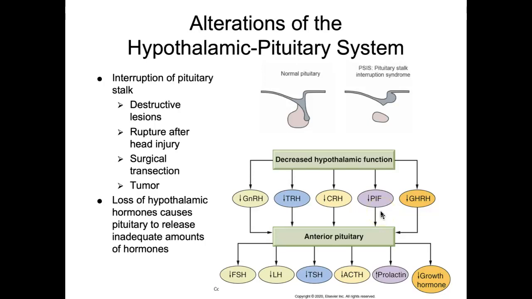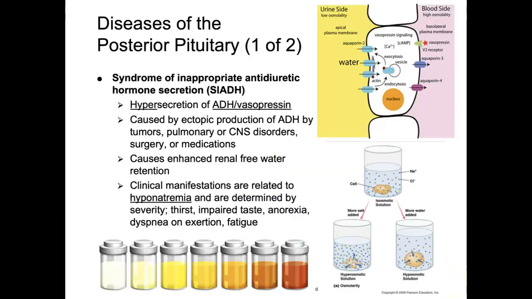So we're going to talk more about that a little bit later on, but then also notice that we have a decrease in the growth hormone. Now let's start getting into some specifics and talk about diseases of the posterior pituitary gland. So we'll start off with the syndrome of inappropriate antidiuretic hormone secretion, also known as SIADH.